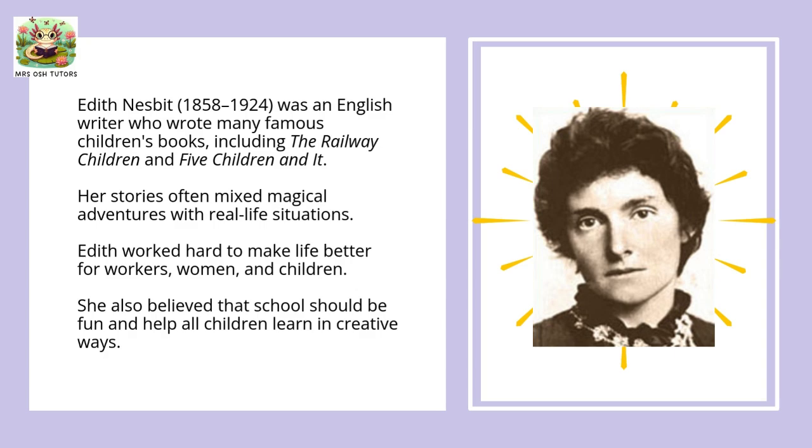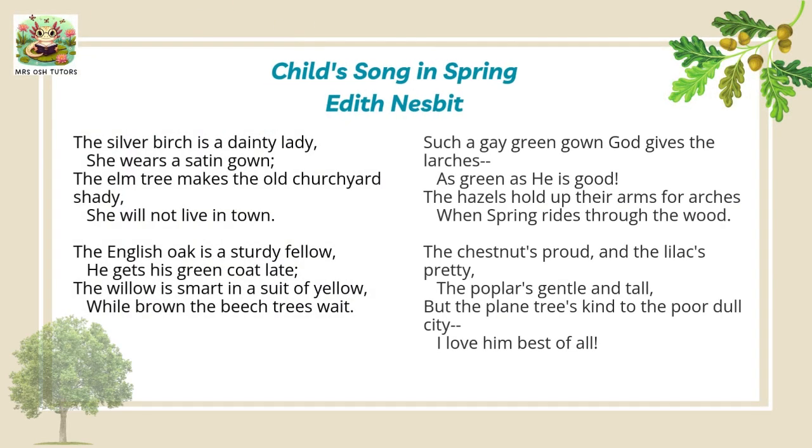So in The 5 Children and It, for example, there are 5 children on a seaside holiday and they encounter a magical creature. But more than just being a writer, Edith was a campaigner for human rights. She wanted to make the world a better place for workers, women, and children. And she really believed that school should be fun and children should be helped to learn through creativity. And I think that spirit shows through in this poem. I'm going to read it to you now.